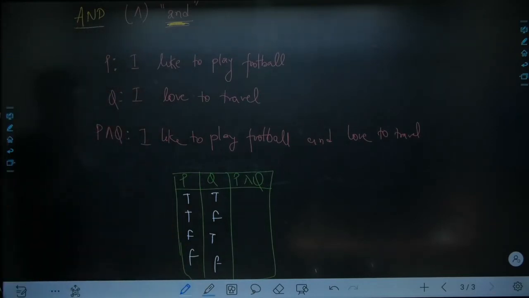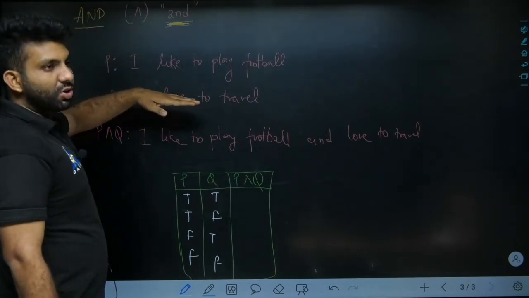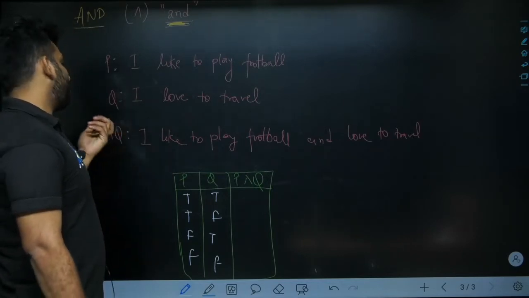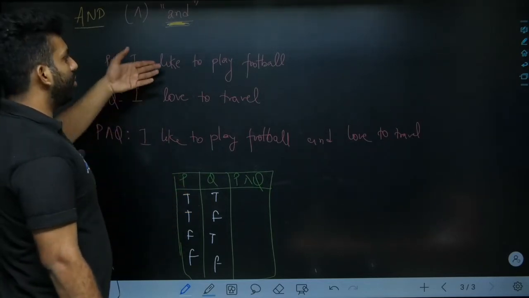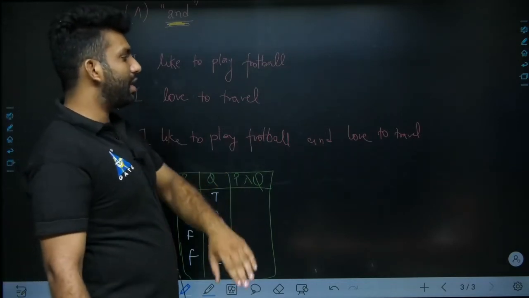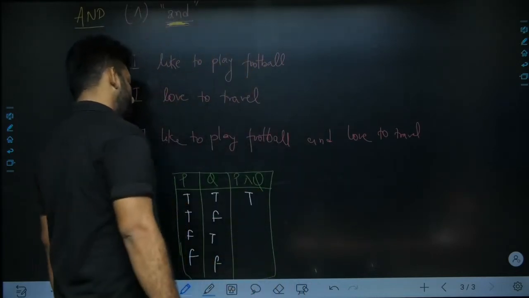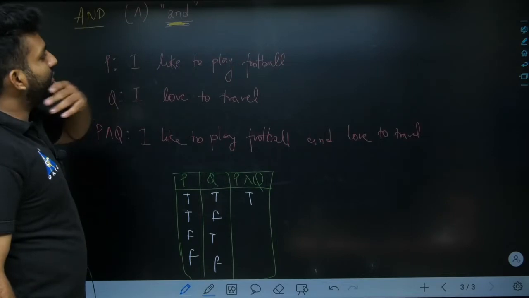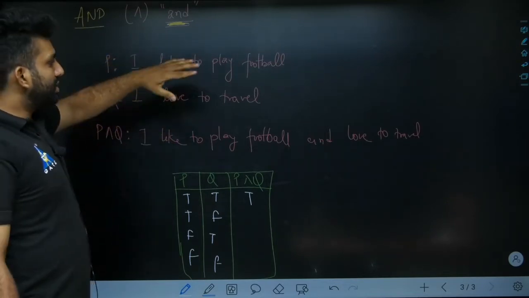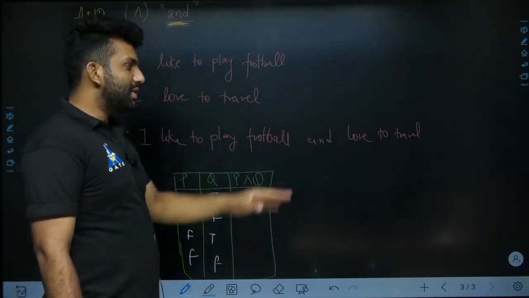See over here. If I say this statement is correct, I like to play football, and this statement is also correct, that I love to travel. Okay, in that case my P and Q will also be true. If both of them are true, then in that case this will also be true. That means I like to play football and love to travel is true. Okay, important. If I say I like to play football, that is true, but I love to travel is false. This is true, this is false, and I have connected them using logical AND. That means it has to be false.